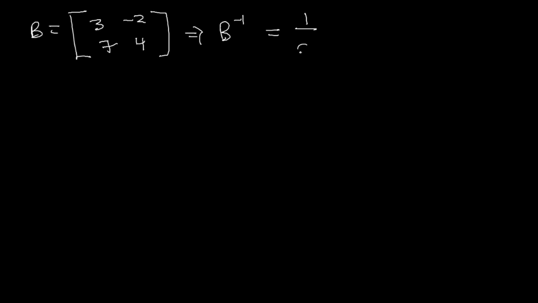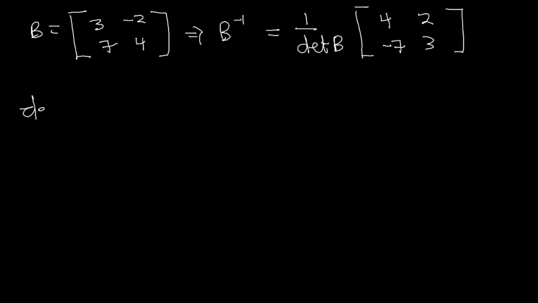So let's have a look at another example. We have matrix B given to us by B is equal to the elements 3, negative 2, then 7 and 4. We have to find B inverse. So the inverse of B is equal to 1 over det B, multiplied by, we interchange the position of the leading diagonal, so it becomes 4 and 3. Then we negate these two following diagonals. If we negate negative 2, it becomes positive 2. We negate 7, it becomes negative 7.